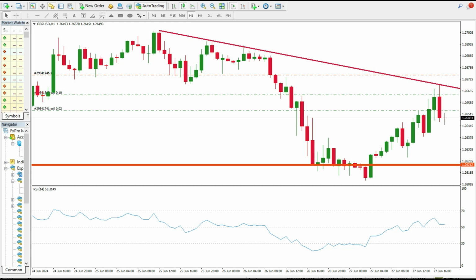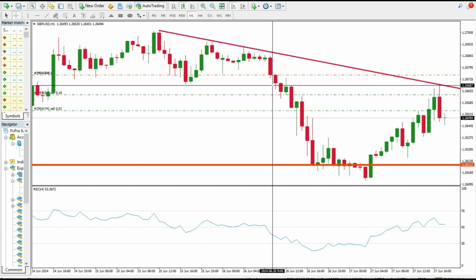Actually, right now you can enter into a trade and you will be on the right side and with a proper risk reward ratio, because as you know, the stop loss is here and this is the target.